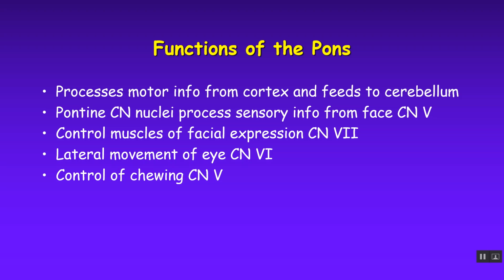The pontine cranial nerve nuclei tend to process sensory information from the face via cranial nerve number 5. That's where it starts in the pons, cranial nerve number 5. Control of muscles of facial expression, the nucleus for cranial nerve number 7, the facial nerve nucleus, is in the pons. Lateral eye movement, the abducens nucleus, cranial nerve number 6, is in the pons. And then muscles for chewing, cranial nerve number 5, I should say, not 7, for muscles of mastication via the trigeminal nerve. So those are the main features of the pons.